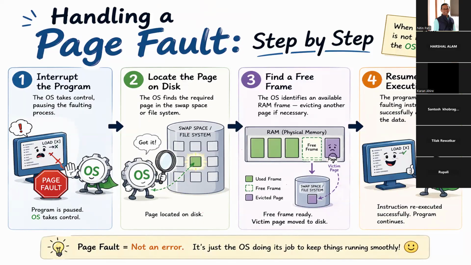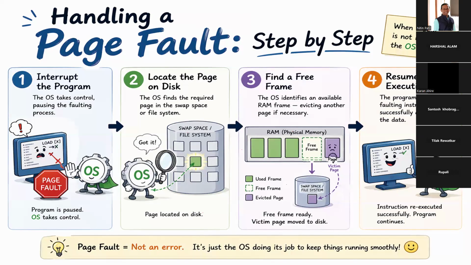Step 2, locate the page on the disk. The operating system begins its work. It searches for the required page on the disk. This could be in swap space or in the file system. So in our analogy, the librarian goes into the library, finds the exact book, and finds the page you need.